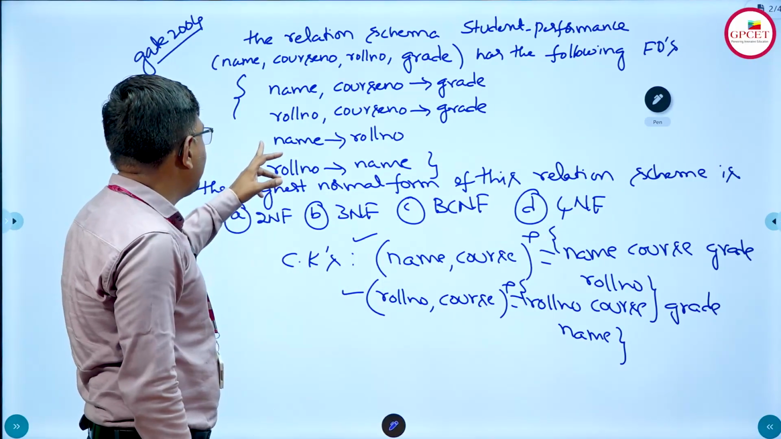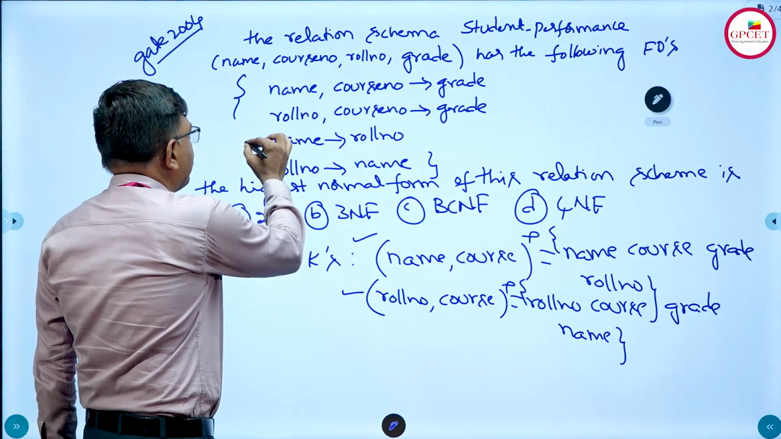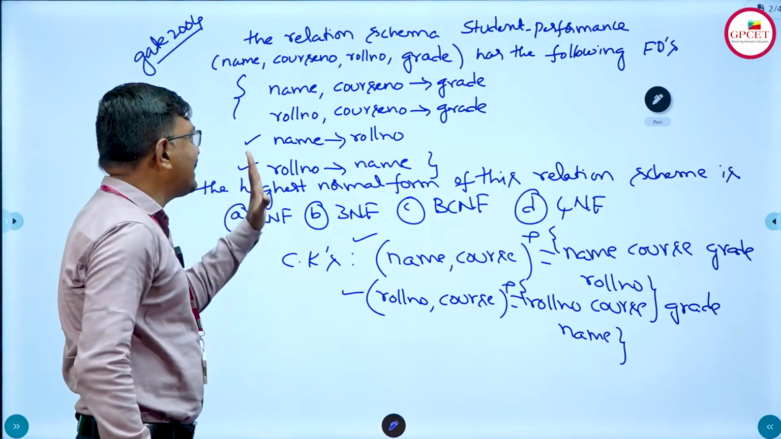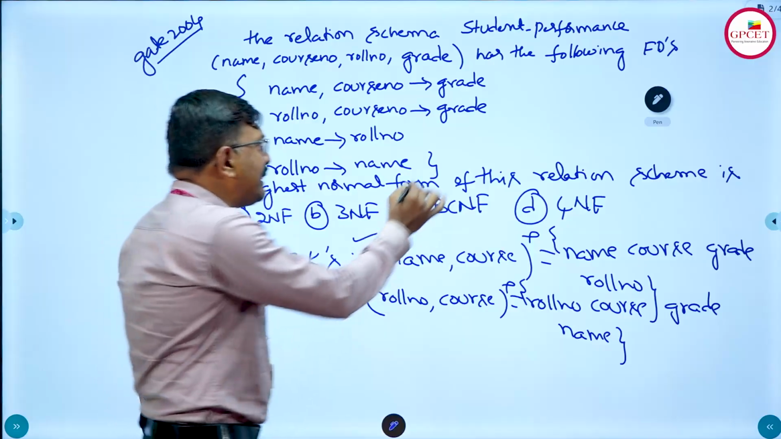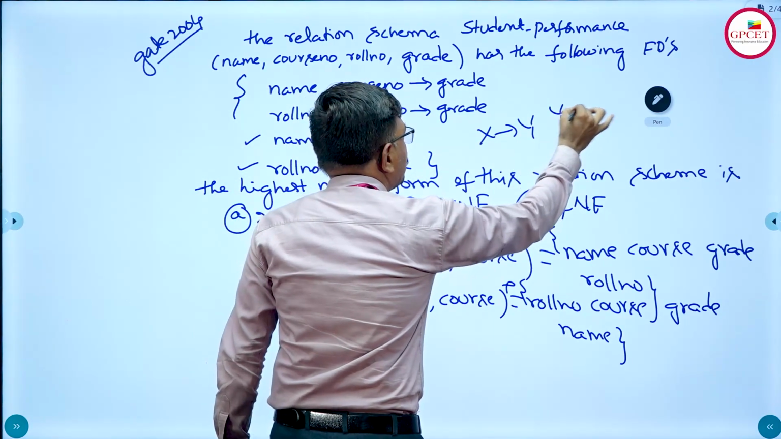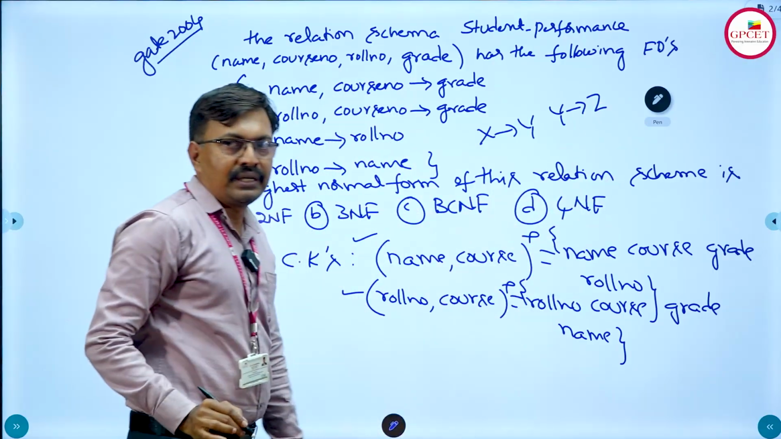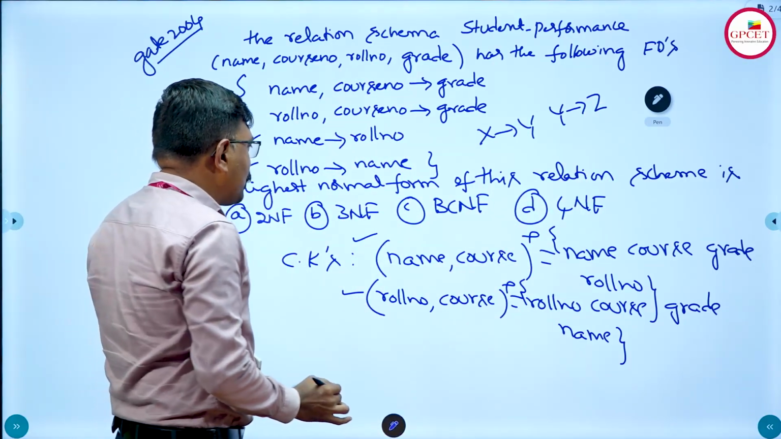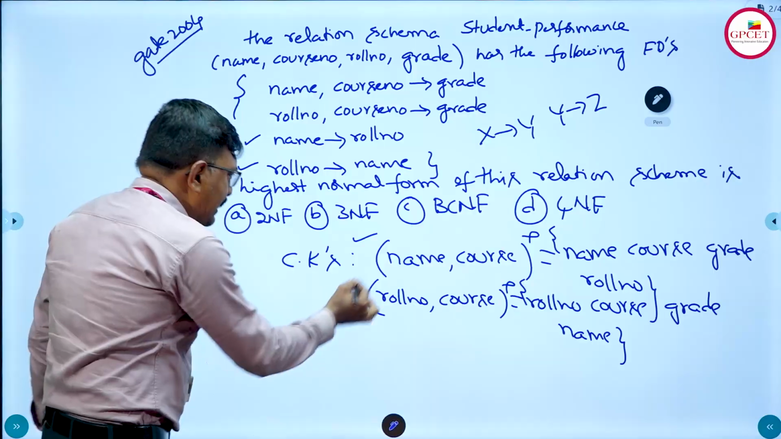And what about the third one? Name tends to roll number, roll number tends to name is not a transitive dependency. What is a transitive dependency? X tends to Y and Y tends to Z is a transitive property. Observe here, and what is the case here?